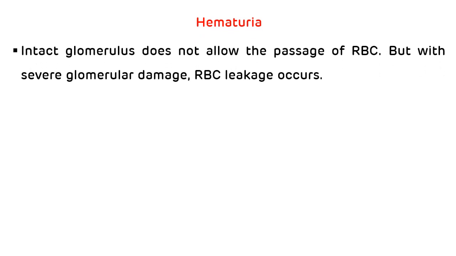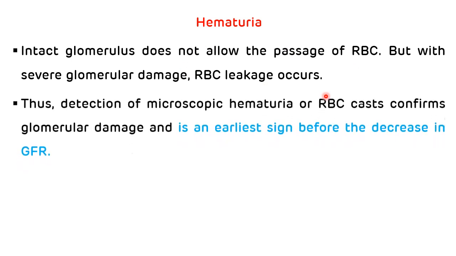Now, hematuria. An intact glomerulus doesn't allow the passage of RBCs, but with severe glomerular damage, RBC leakage occurs. Thus, detection of microscopic hematuria or RBC casts confirms glomerular damage, and it is an earliest sign before the decrease in GFR.